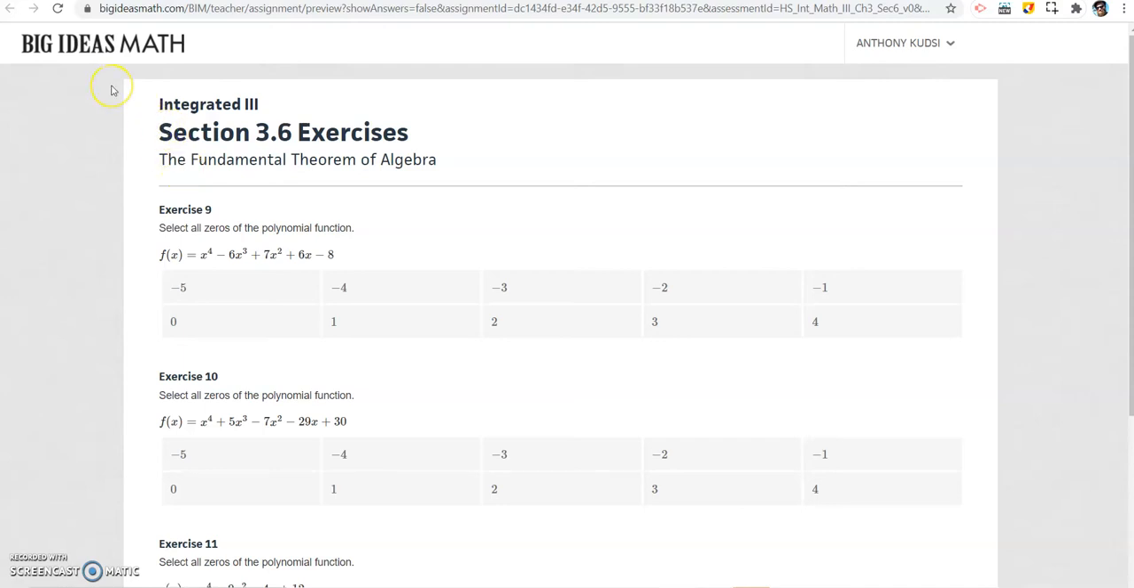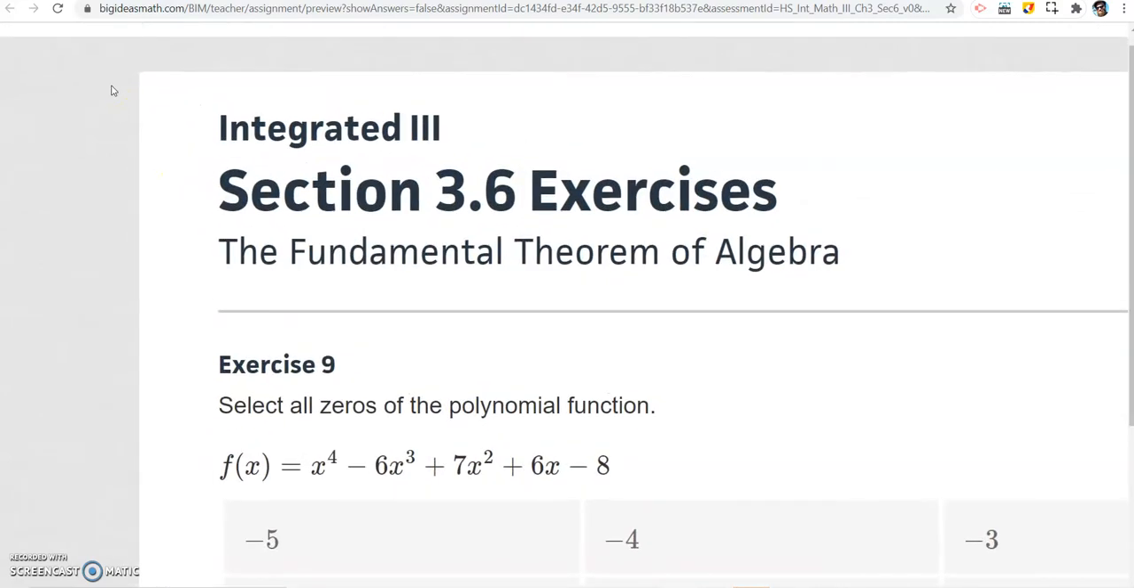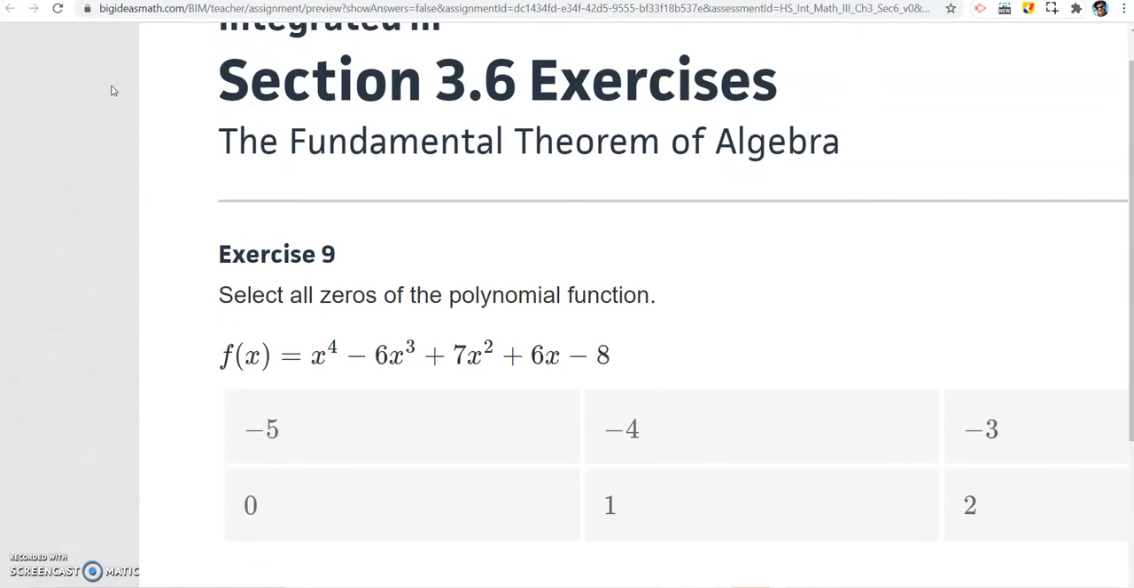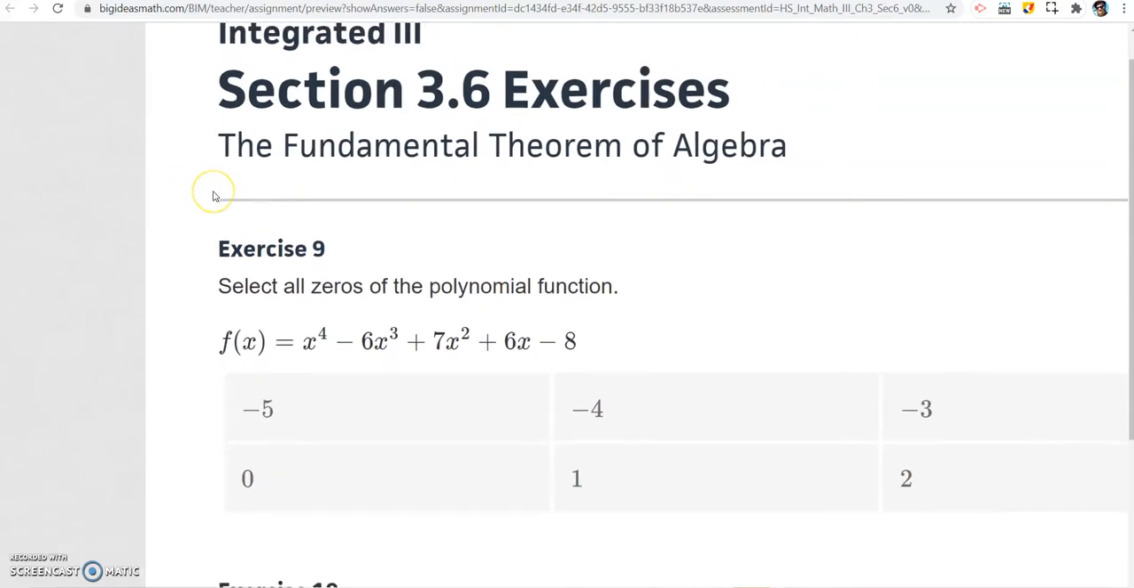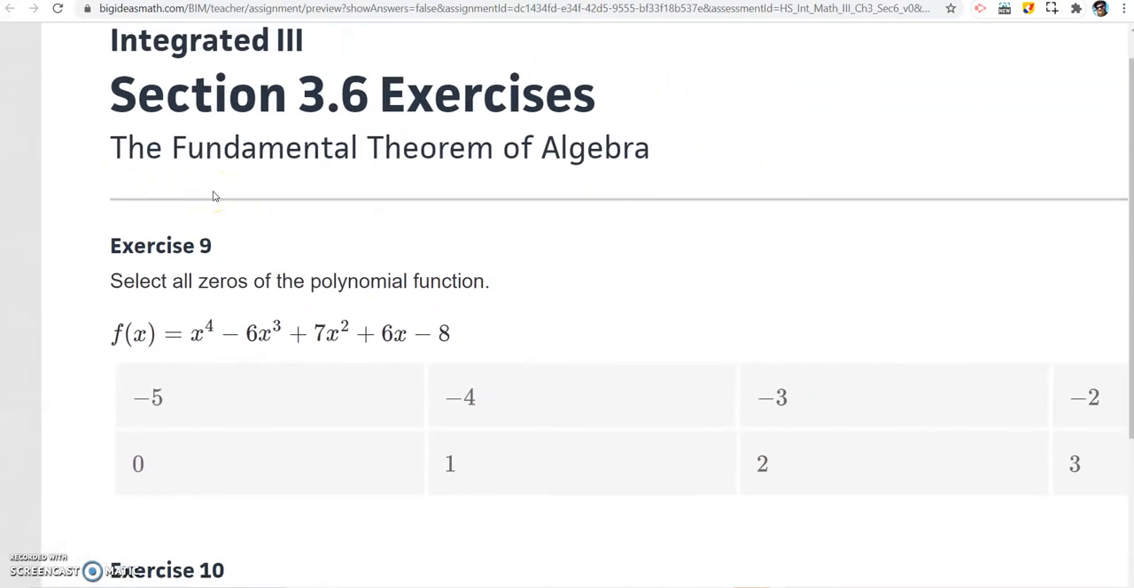All right, this video is for Math 3, Section 3.6. We're going to be looking at just the first problem of our homework assignment, which was number 9, the first one in ours. So it says select all the zeros of the polynomial function. So a couple things here.